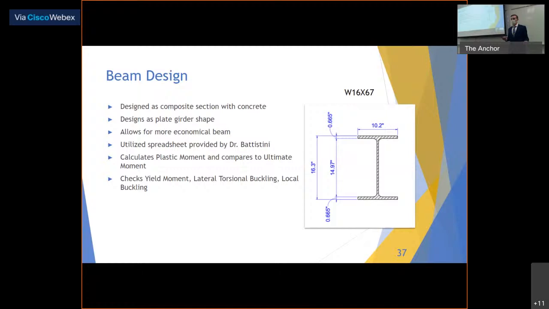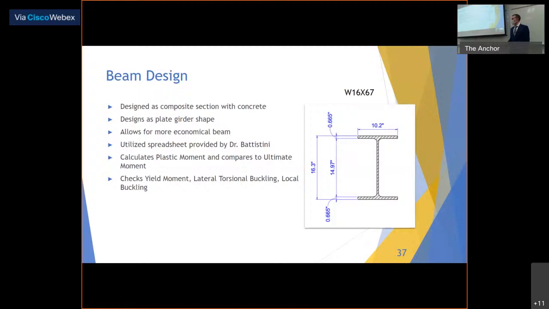by itself. So we took the plate girder dimensions from the AISC manual and checked for the plastic moment and compared that to the ultimate moment. And then we checked the yield moment, lateral torsional buckling, and local buckling. And so this allowed us to find a more economical beam with a W16 by 67, as opposed to our previous beam that was an 18 by 76.